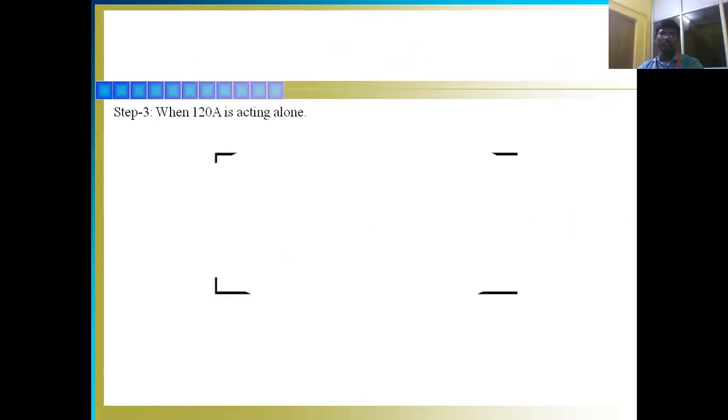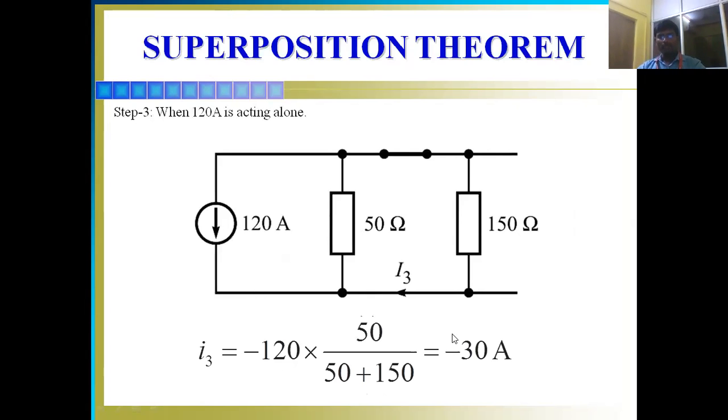Another case, activate the 120 amp source. And as usual, the voltage source should be replaced by a short circuit, and the other 40 amp source should be replaced by an open circuit. So again, these two, 50 and 150, come in parallel. So use the current division rule to calculate the current flowing through the 150 ohm now. So here again, I3 is opposite to the source current. So therefore, you have to consider the minus sign. This minus indicates the direction of current. So therefore, total current IT, 120 into 50 by 50 plus 150, which is equal to minus 30 amps.